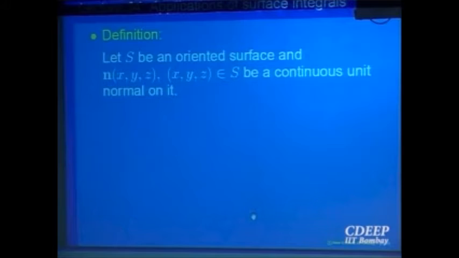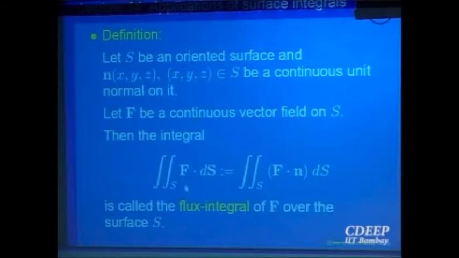So once we have a continuous unit normal on the surface, we were looking at what is called F dot n, the flux across a surface. That was a need that motivated us to define what should be called an orientable surface. So we can now define, for a continuous vector field F, F dot dS, here S is boldface, to be the surface integral of F dot n, that is a continuous scalar field, over the surface S.